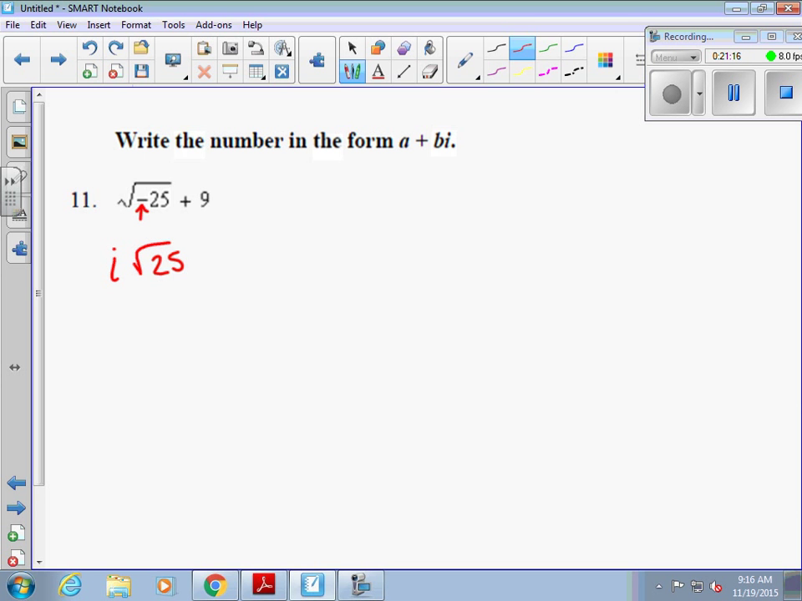So we have the square root of 25 and then times i plus 9. The square root of 25 is not the square root of 5. Remember that. Once you take it out of the radical, it is simply the number 5. But it's both positive and negative 5 times i plus 9. And again, a plus bi will be the real portion of the number first. 9 is the real portion, plus or minus 5 times i. A plus bi.